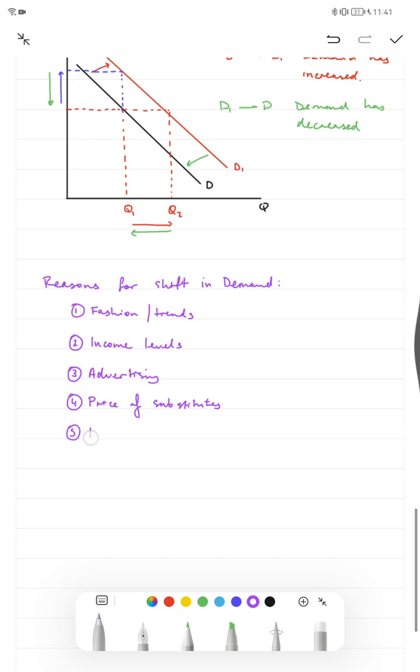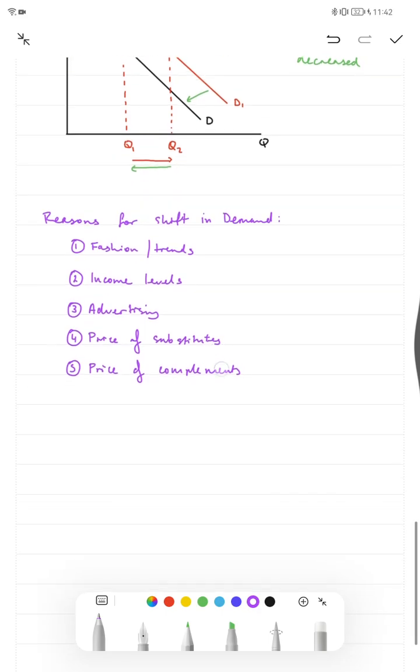You can also have the price of complements. Complements are goods that are used together, so video games and video gaming consoles. So for example, if the price of PlayStation games was extortionate, people wouldn't buy the PlayStation because what use is a PlayStation without the games? Or if they had mugs and coffee. If the price of mugs went down, people could buy more coffee because they could have more mugs in their home to drink the coffee from.